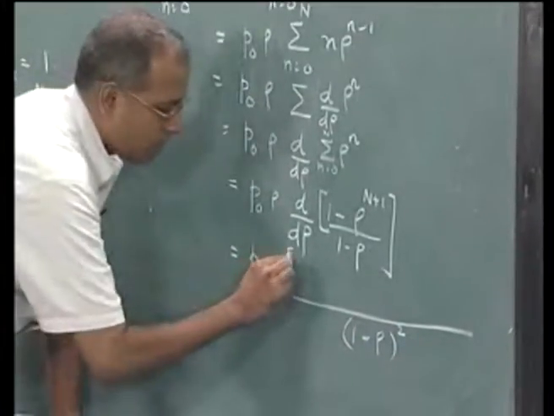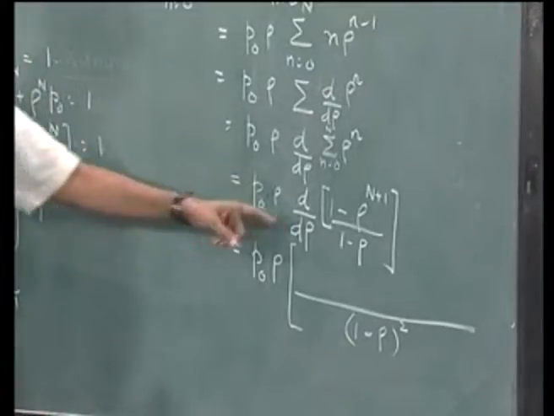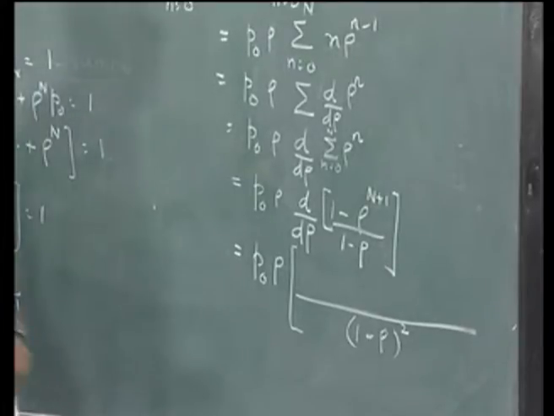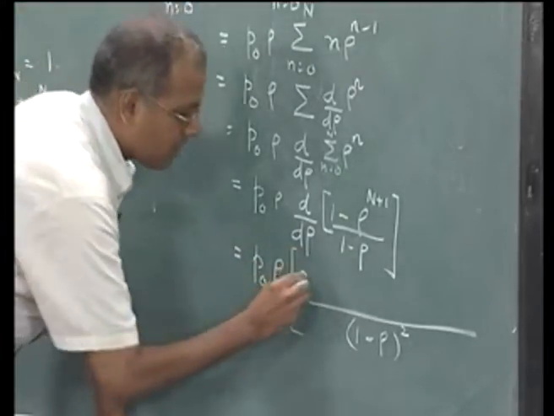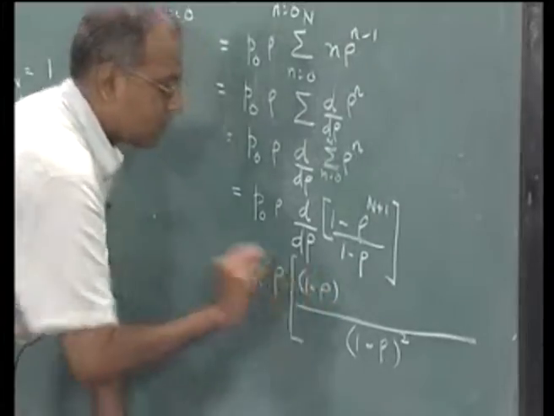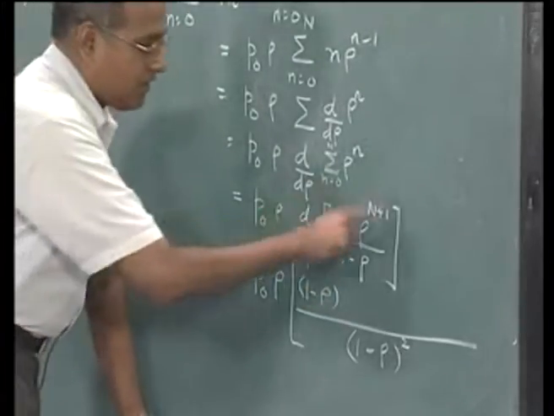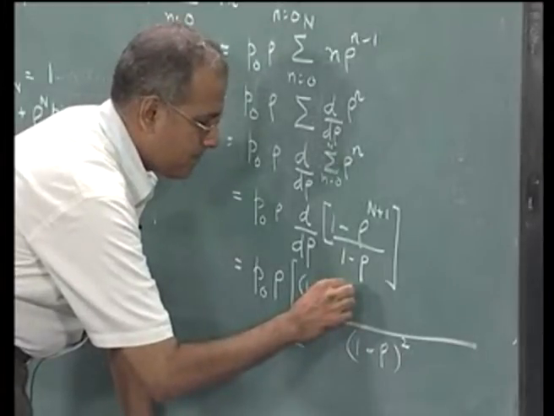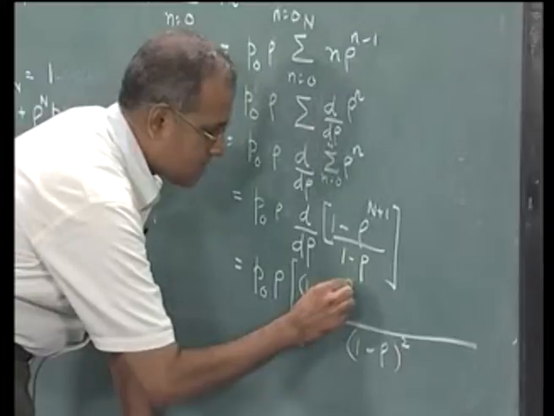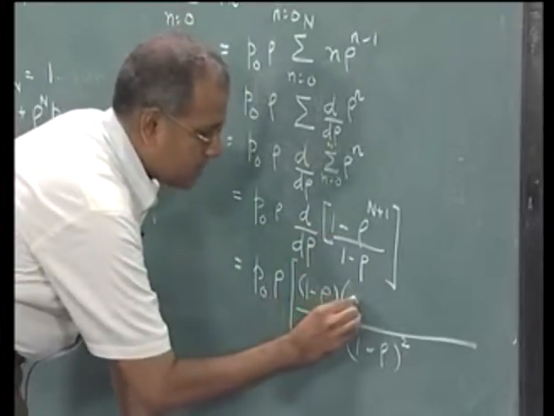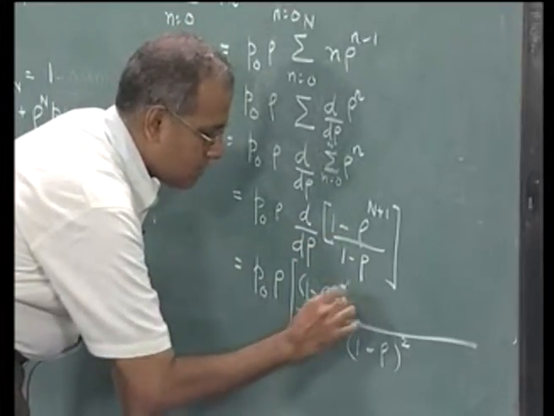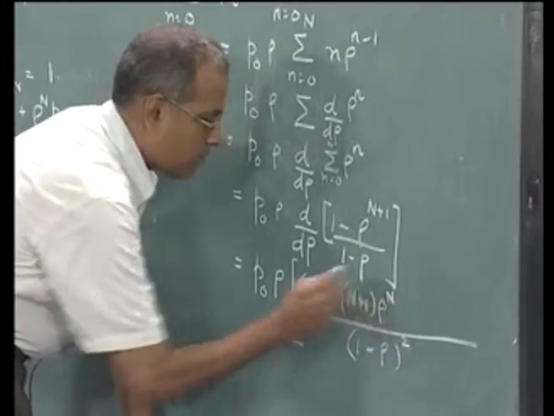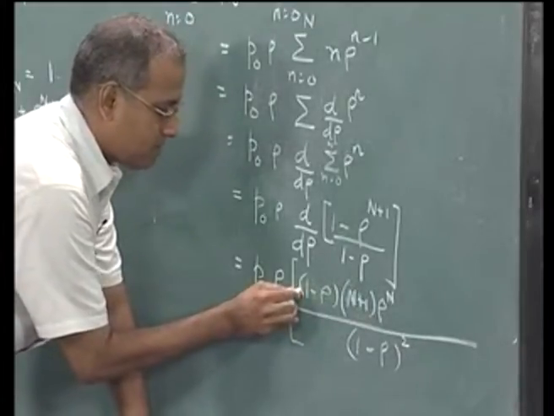We use the formula d by d rho of u by v is v du minus u dv by v square. So, we have 1 minus rho the whole square. So, this is 1 minus rho into differentiation of this, which is v du. So, this is minus n plus 1 rho to the power n with a minus sign.